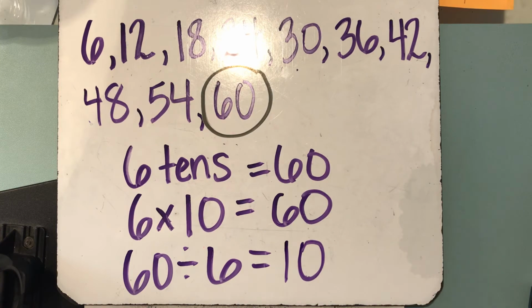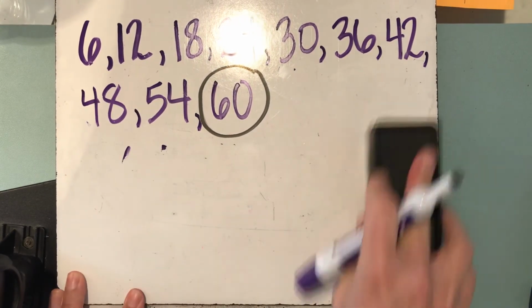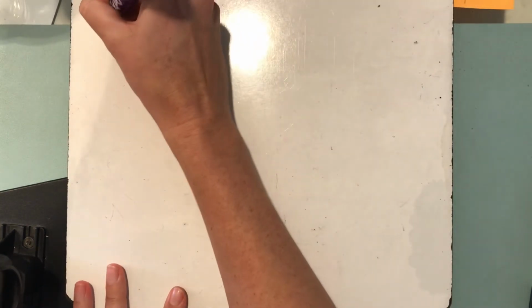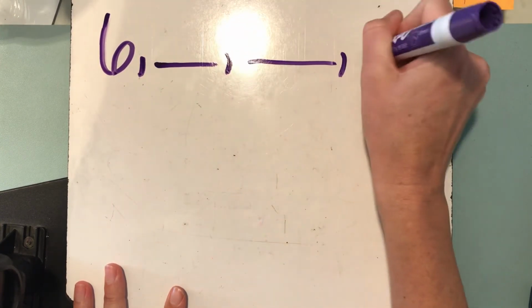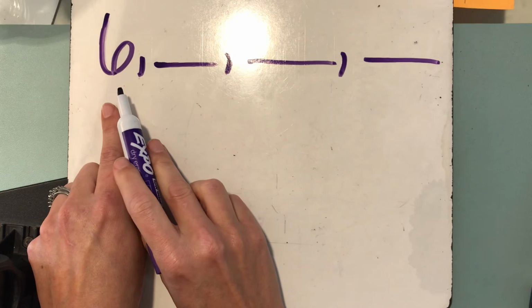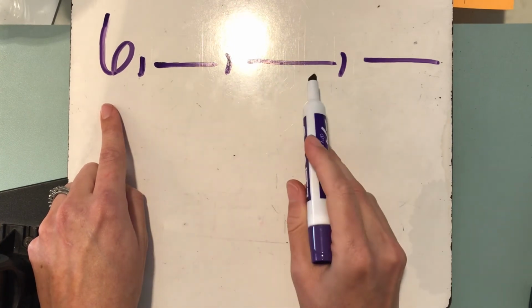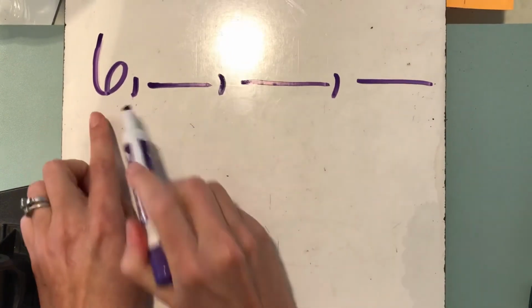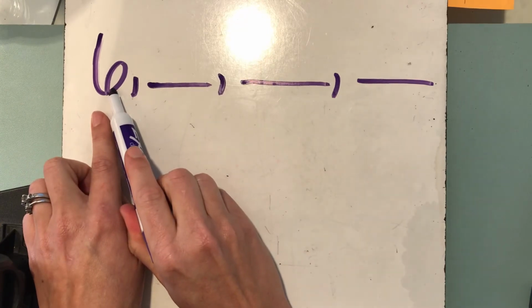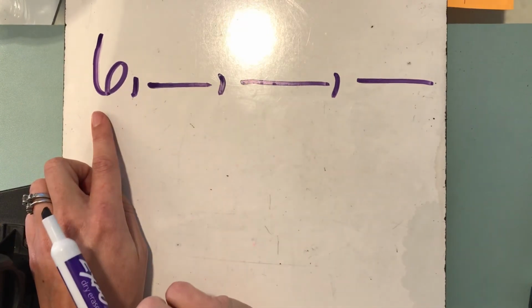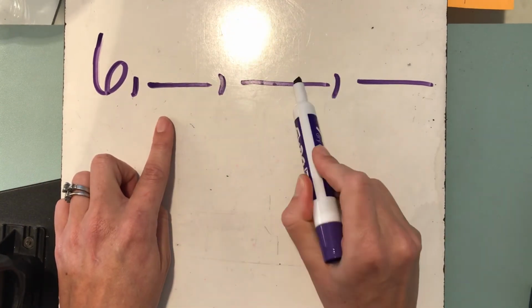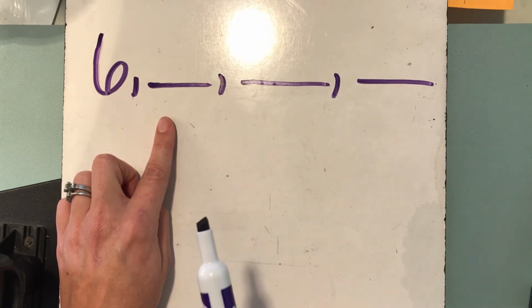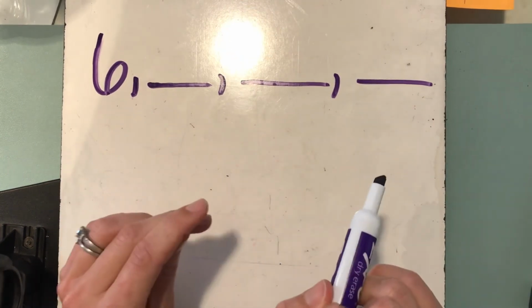All right, now let's try this one. And I want you to try this one on your own. So what I want you to do is skip count and fill in these 3 blanks. What comes next? If I was to add 6 more after 6, how many would I have? And then 6 more after that, how many would I have? And then 6 more after that, how many would I have? So pause the video and try this on your own.